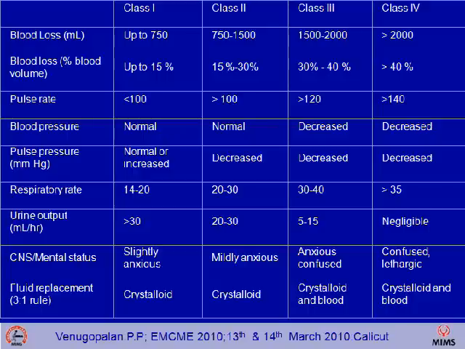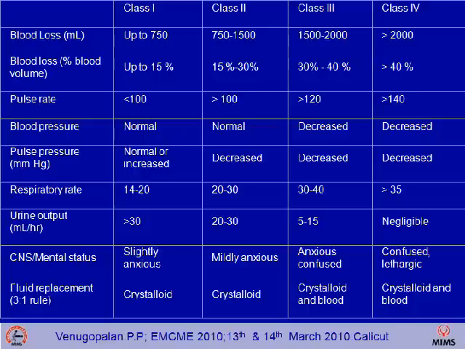A class 3 hemorrhage, where the blood loss is 1500 to 2000 ml, that is 30 to 40% of the blood volume. They will present with a high heart rate of more than 120 per minute, decreased blood pressure and decreased pulse pressure, high respiratory rate and low urine output, and will be confused and anxious. Treatment is crystalloid and blood.